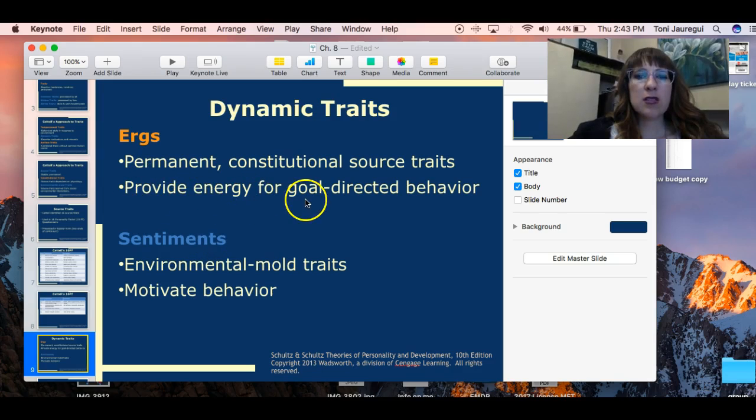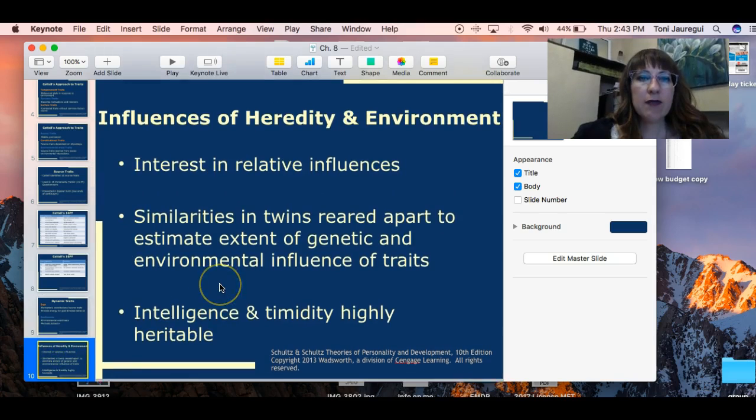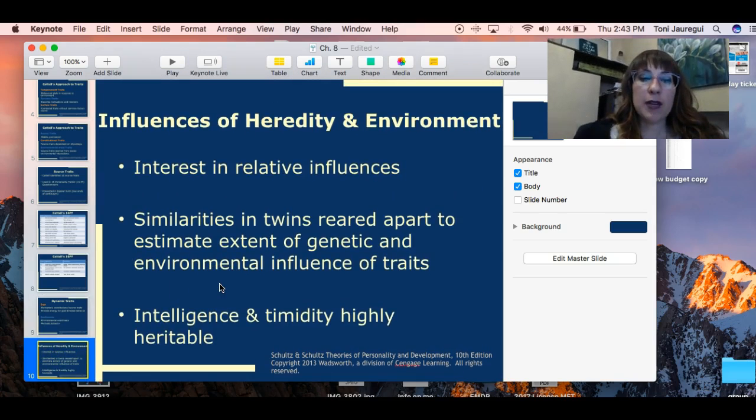So permanent constitutional source traits provide energy for goal-directed behavior, right? Which is a good thing. Sentiments, environmental mold traits motivate behavior. So these are two forces. Influences of heredity and environment. So interest in relative influences.